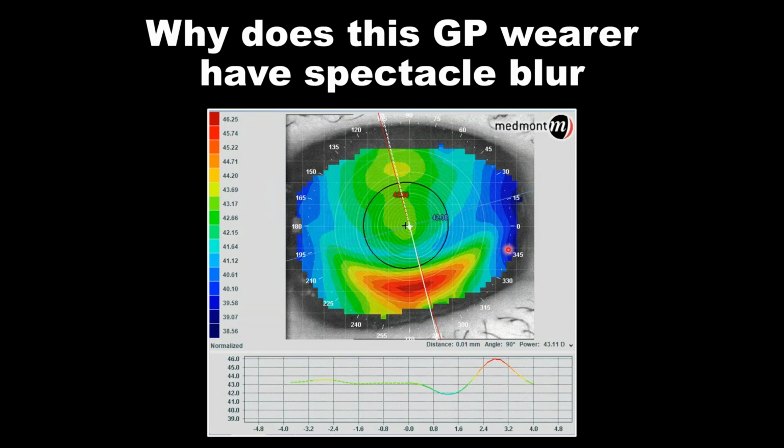And as you know, a spectacle blur is when our contact lens wearers take their lenses off and their habitual or correct glasses prescription just doesn't seem to work, suggesting that we may be altering the eye shape. And clearly, when we look at this topography, there's something amiss. This doesn't look like a normal with-the-rule astigmatism, doesn't look like a normal shape eye.